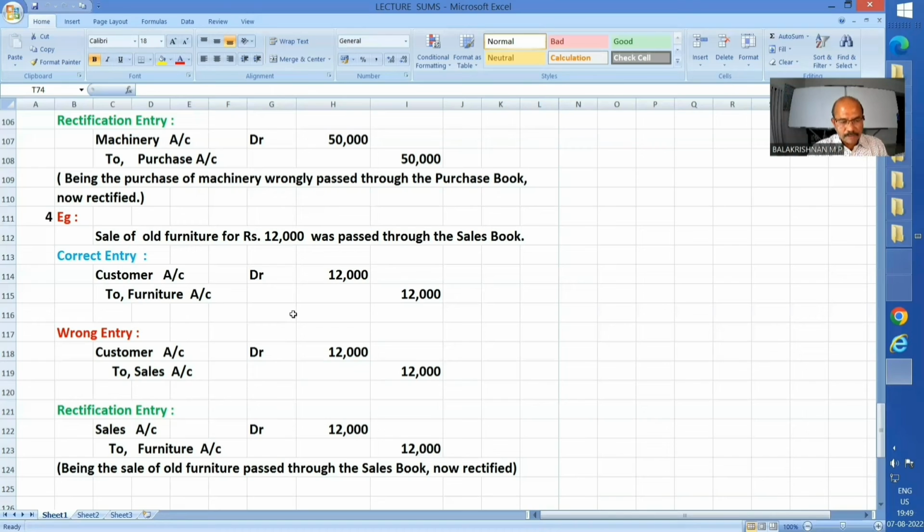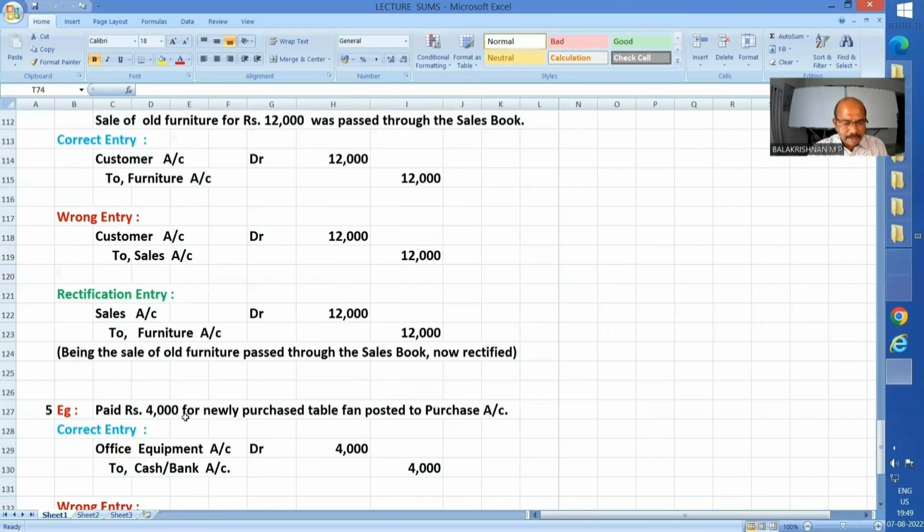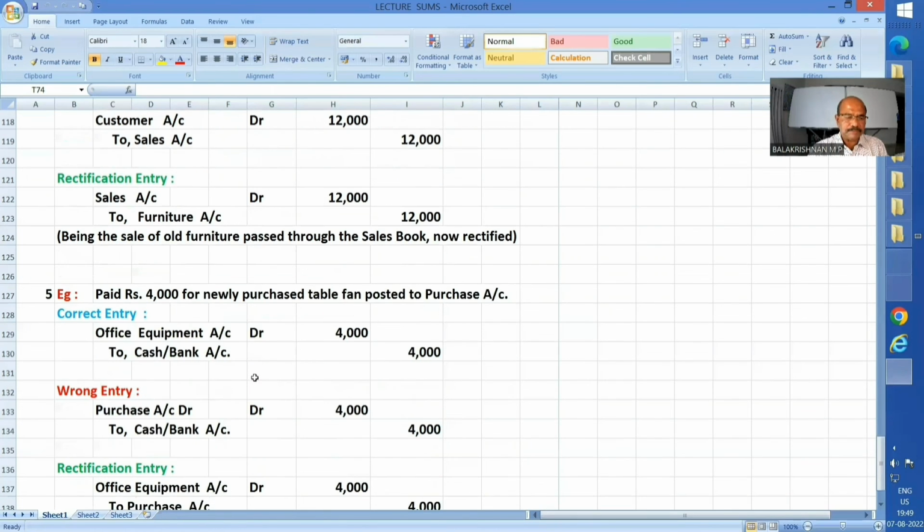Okay. So furniture, when you originally purchased, you obviously debited furniture account. Okay, not purchase account or anything like that. It is in the asset account itself, you booked it. So credit the asset account. And obviously, customer has to be debited. So customer has been taken care of. So rectification entry will be: unnecessarily you have credited sales, so debit sales. And our furniture is pending a credit. Have it credited. And the narration being, old furniture sale wrongly passed through the sales book, now rectified.